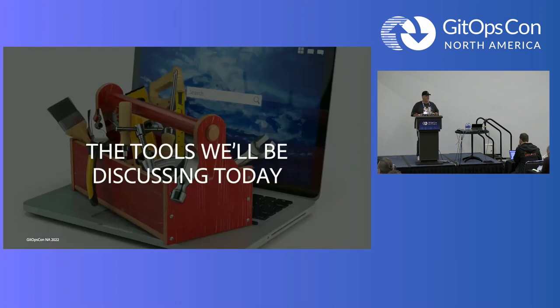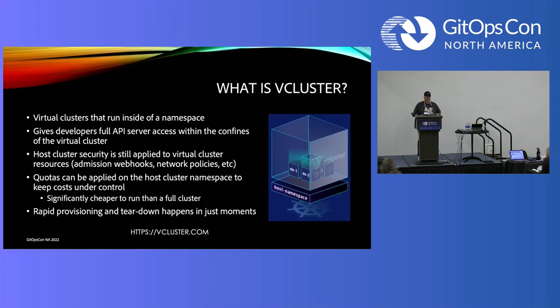So there's a few tools that we're going to discuss today that help us address these problems, and we're going to go through those three tools now. So the first is a tool called vcluster. This allows you to build virtual clusters inside of a single namespace. These virtual clusters are pretty cool. They give you full API access within the confines and the scope of that virtual cluster.